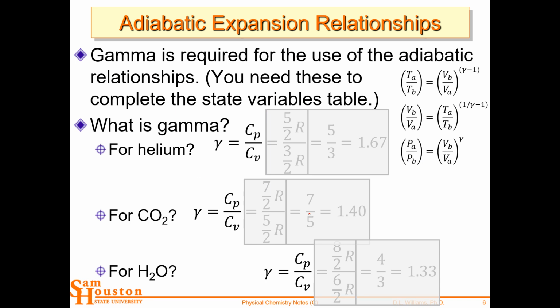Let's focus on gamma for a little bit. Because gamma is required for these adiabatic relationships, this is where the identity of the gas comes in, the type of gas. Is it a monatomic gas like helium? You have the Cp over Cv. So Cv for helium is just 3/2 R. All you have is translation. And Cp is 5/2 R, because you have one more R unit in there. So that's 5/2 over 3/2, or 5/3. The R's cancel. And so gamma is 1.67 for helium.